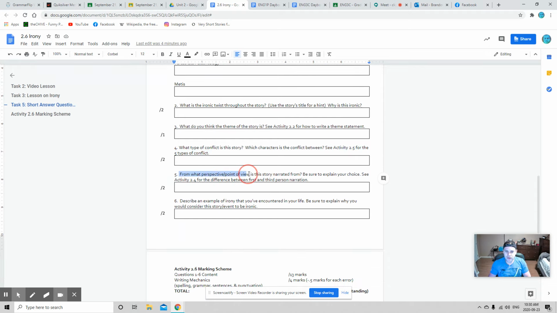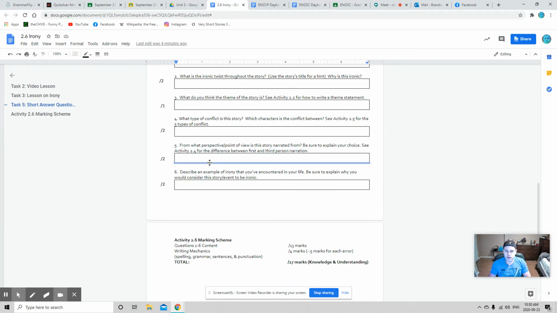And from what perspective or point of view is this story being narrated from? Is it first, second, or third? See activity 2.4 for the differences between first and third person narration. So tell me, is this in first person perspective, second, or third person? And then explain your choice. I think this is third person perspective because, and then tell me why you chose first, second, or third person perspective.